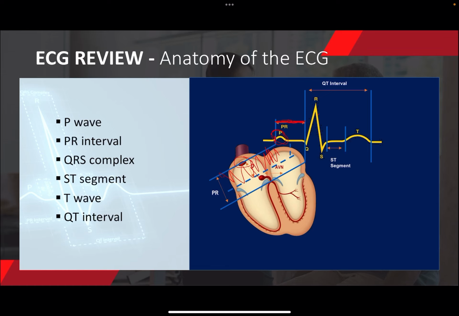And then the QRS, that is your ventricular contraction. As your ventricle contracts, it produces this complex or this wave. And then there's the ST segment. Then as your heart repolarizes, or recoils, that's what you call your T wave.